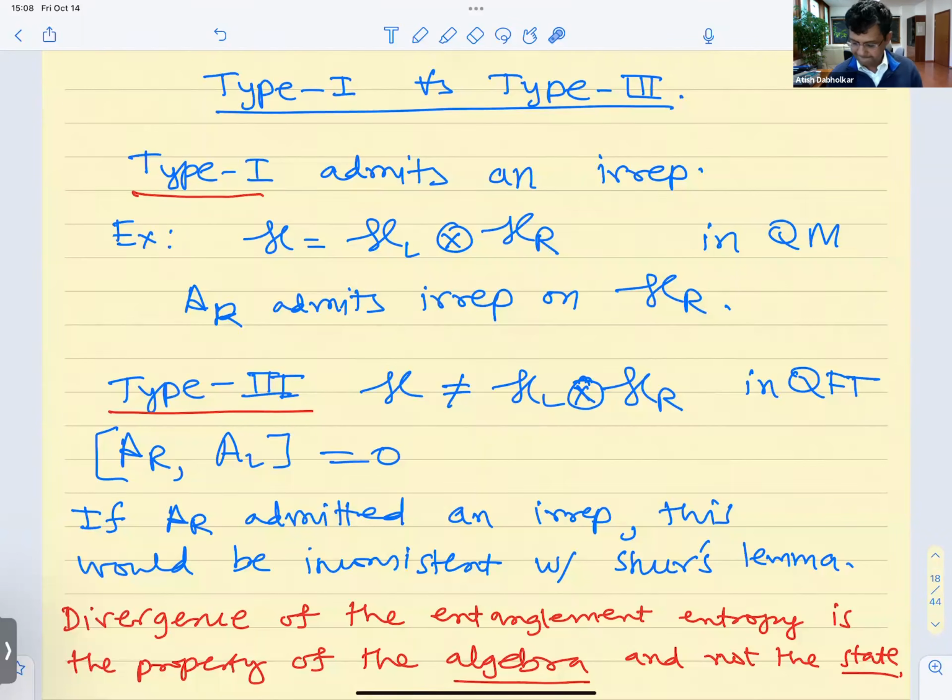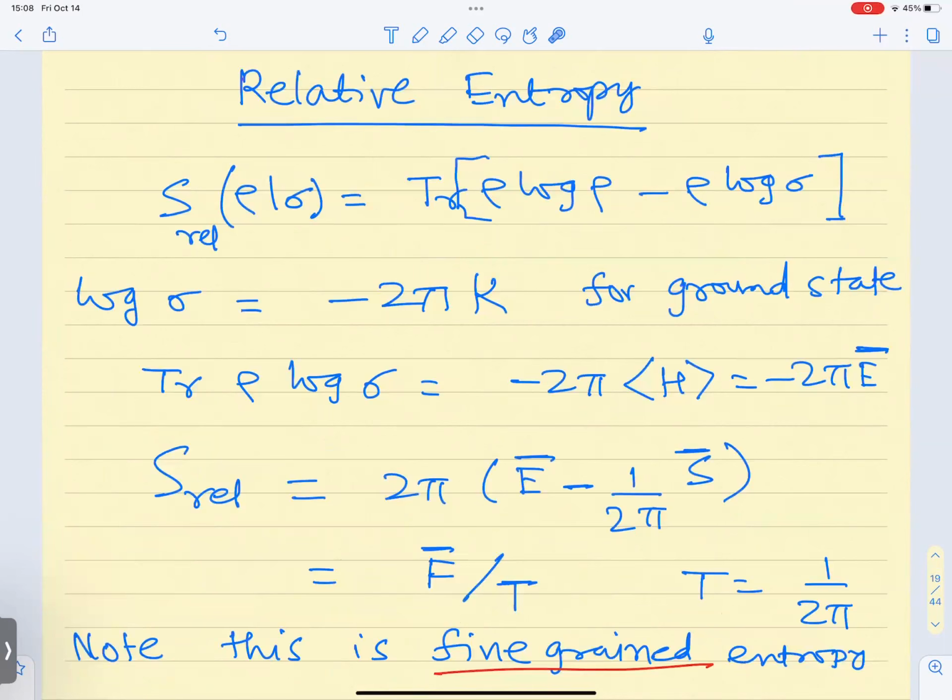Is this clear? So now let's come to the entanglement in gravity. I have a question. Could you go back to the previous slide?